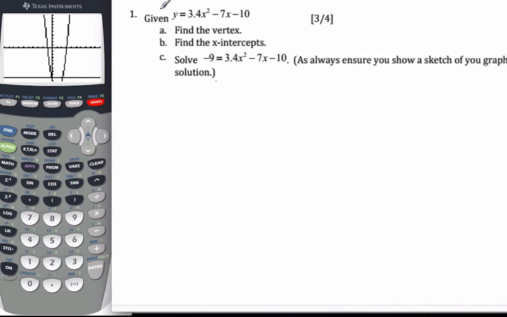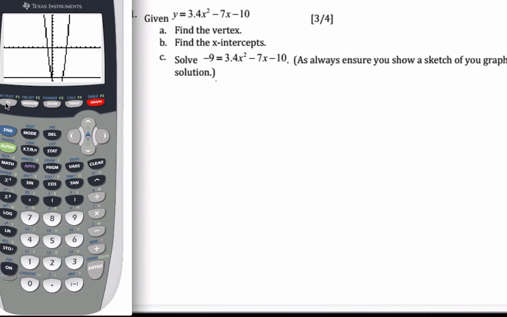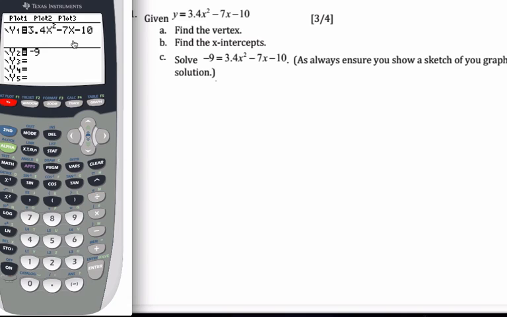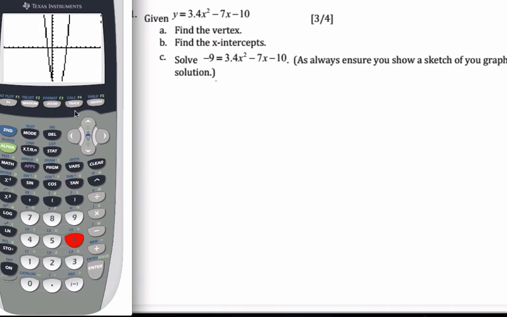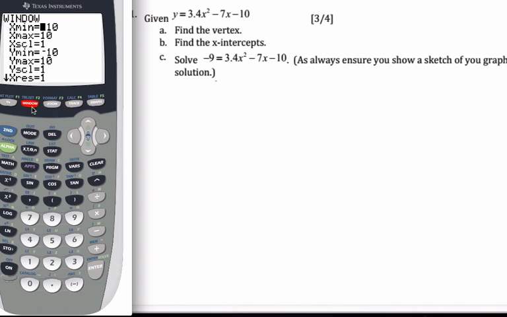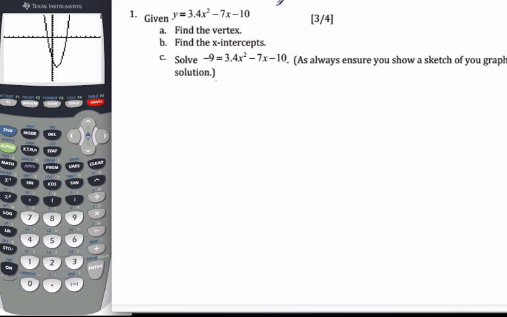In this problem, we're given this equation, and I've taken the liberty to already graph it, so I have it here. I've zoomed to my standard window to see what it is. I also have this line down here, which I'll deal with for part C. But for this first one, if I want to find the vertex, I'm looking for the smallest value of this thing. I'm going to go down a little bit further on my graph, so I'm going to change my window. I'll make my Y minimum minus 20 to make sure I can see it. And I'll graph it. And there is my vertex.